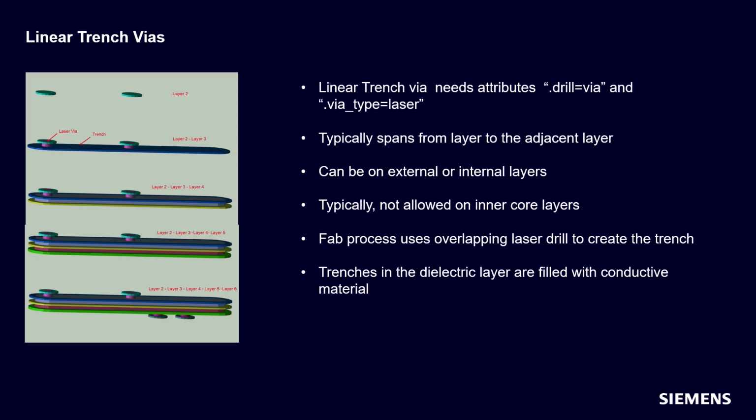Trench vias are vertical interconnects or pathways that connect different layers of metal traces within the printed circuit board. The process involves etching trenches or cavities in the dielectric layer, which serve as the pathways for the metal interconnects. The HDI fab process uses overlapping laser drills to create the trench. These trenches are then filled with a conductive material, typically through an electroplating process, to form the metal interconnects.